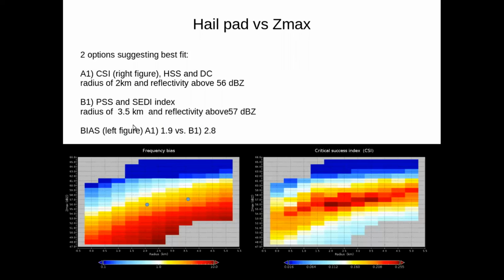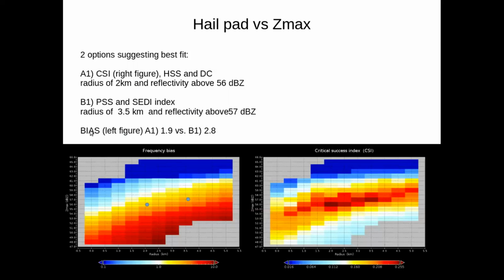And the second threshold is suggested with the PSS and SEDI index, which says that we should use 3.5 kilometers and a reflectivity threshold above 57 dBz. And if we check the right figure, we can see that even the critical success index recognizes this threshold as having the highest value.